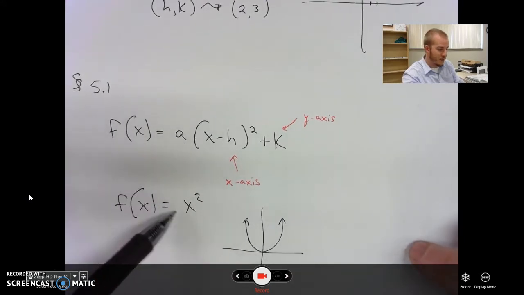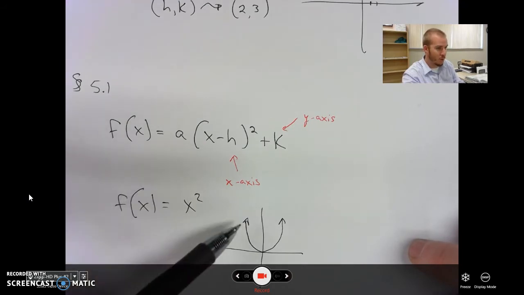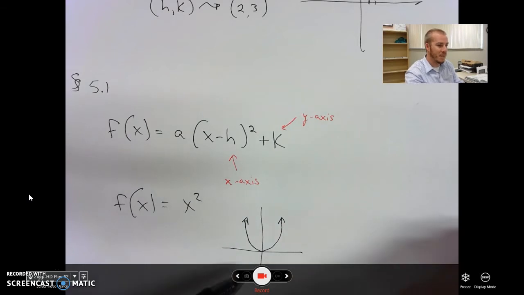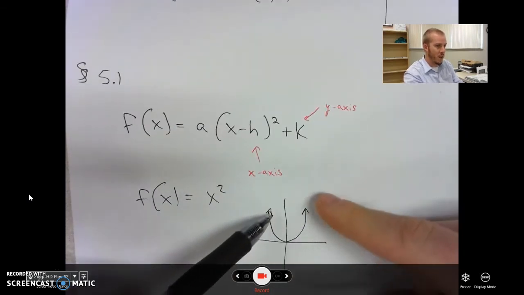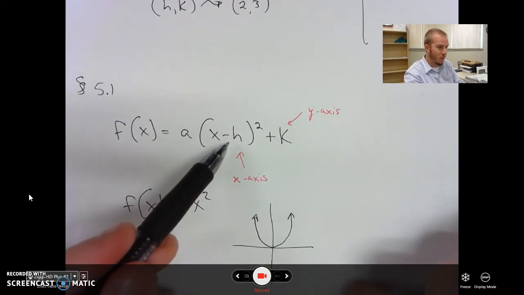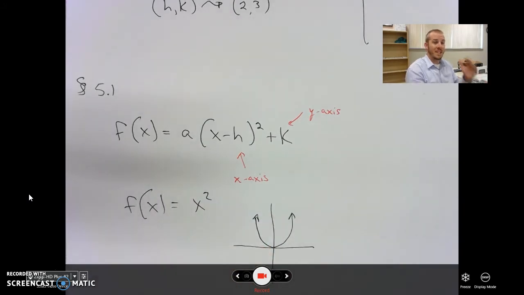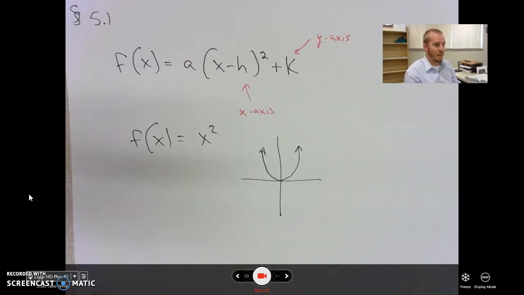If there was an a out in front of it, like a number, it would move it by stretching or compressing. If a is negative, what does that do to the graph? Well, it would take this graph and flip it upside down, beneath the x-axis. And then h comma k, well, h is going to shift my graph left and right, and k is going to shift my graph up and down. So it's the exact same concept as we have done before with absolute values, and now just this time we are going to do it with parabolas.